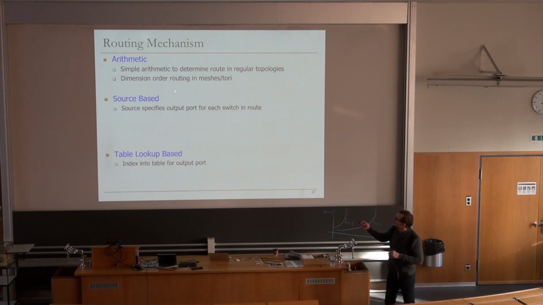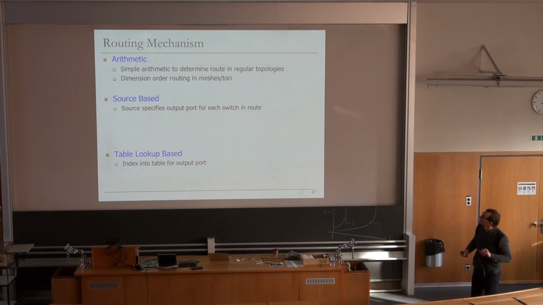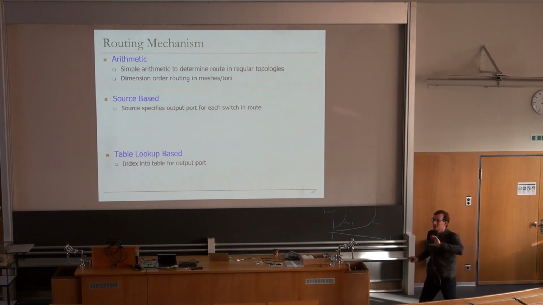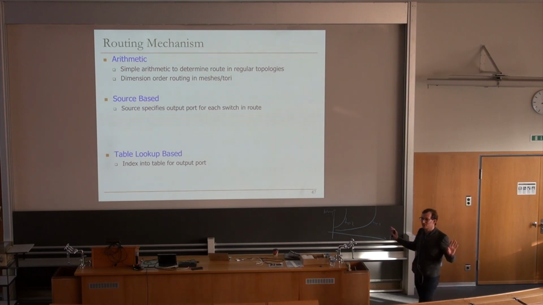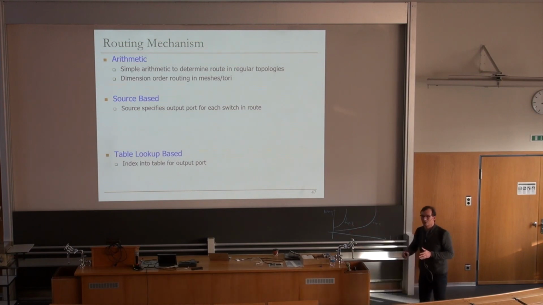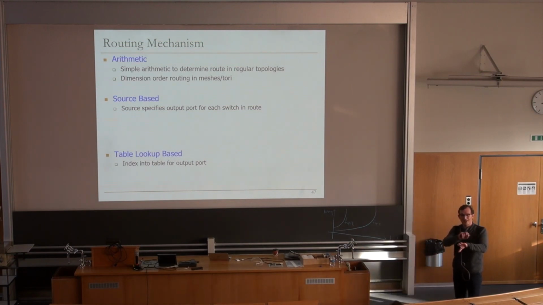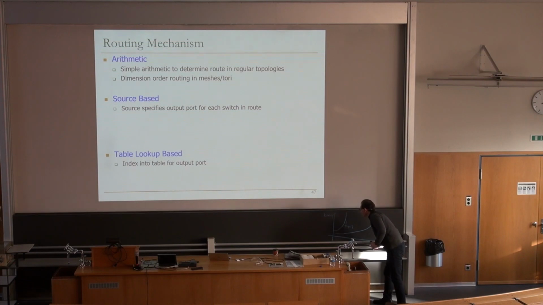If you have a regular network, you could do it with simple arithmetic operations. Think about a mesh: if you want to go from this source node to this destination node, you know the XY coordinates. Based on them, you can calculate whether you should go right or left, up or down. That's very simple. This is called dimension order routing. Basically, you go through the X dimension first and then the Y dimension to get from source to destination.